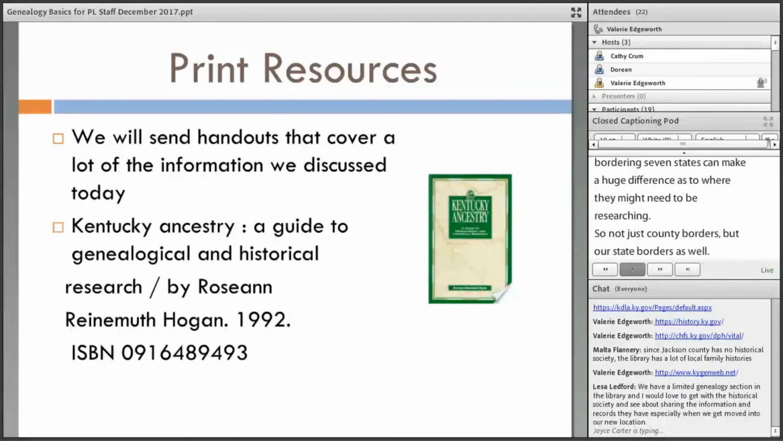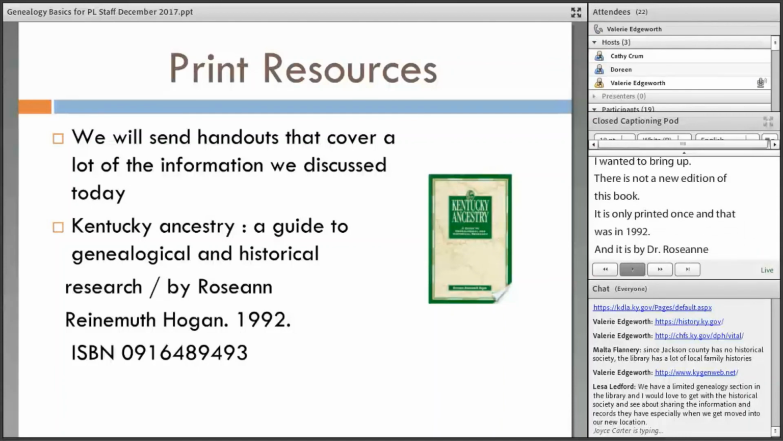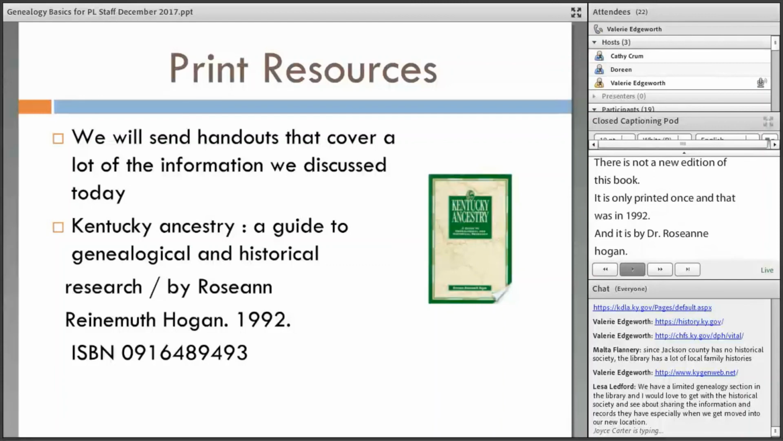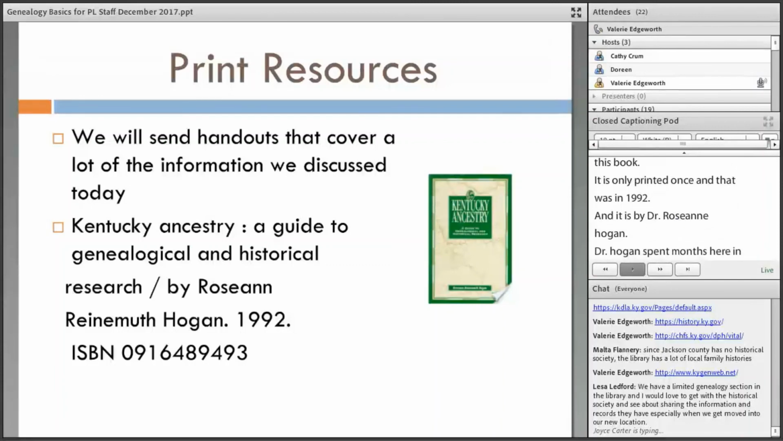So not just county borders, but our state borders as well. Here's the print resources I wanted to bring up. There is not a new edition of this book. It has only been printed once, and that was in 1992. And it's by Dr. Roseanne Hogan. Dr. Hogan spent months here in the Commonwealth researching information about the types of historical, genealogical, and family history items that exist in the state of Kentucky and where to find them.